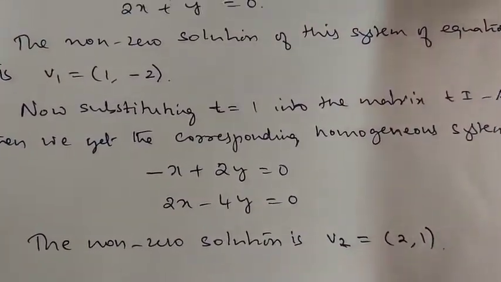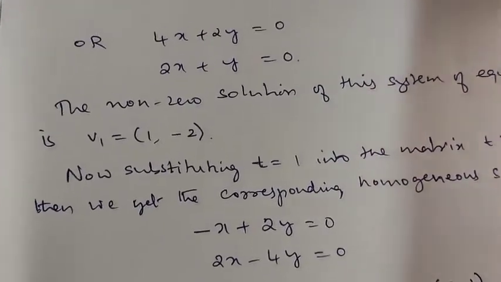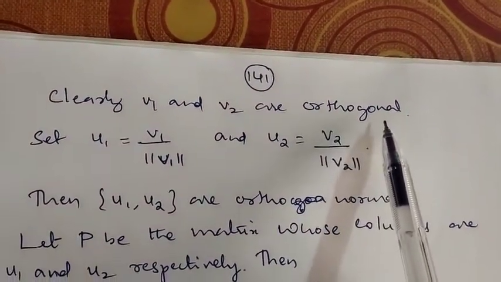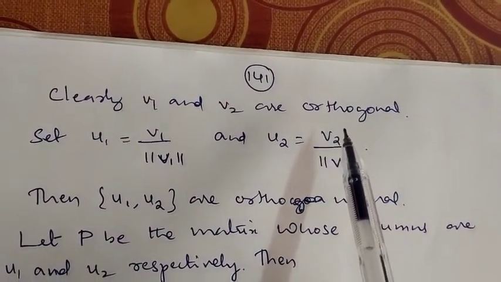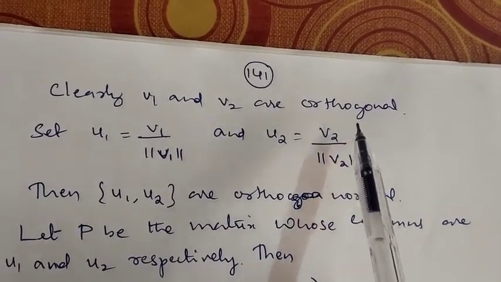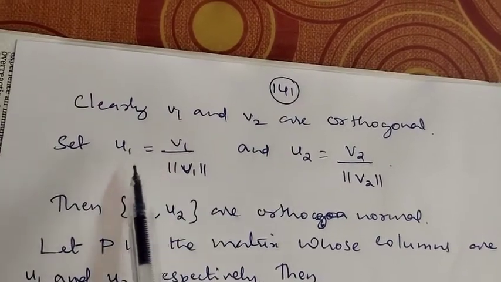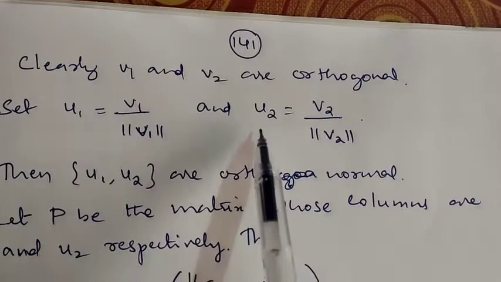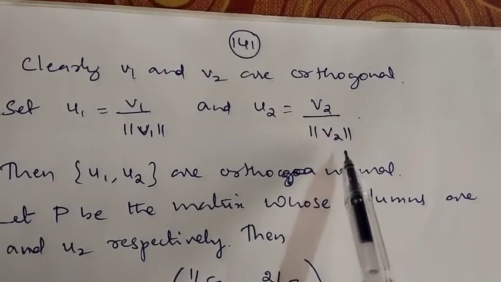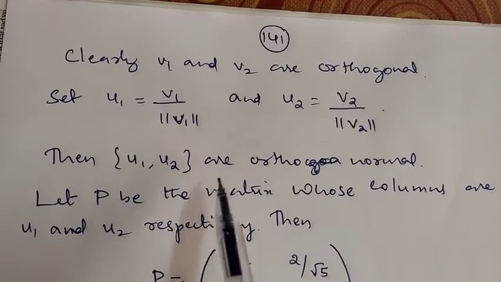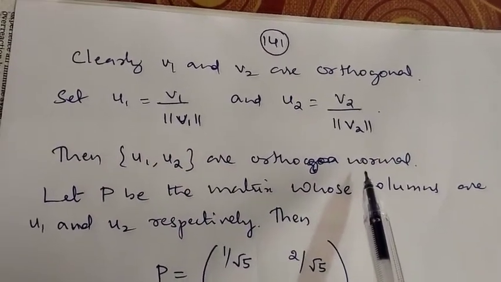Now clearly we can see that V1 and V2 are orthogonal, because if you consider the inner product, it is found to be 0. Now I will make them orthonormal, which means we need to make them unit vectors. So I consider U1 equal to V1 by norm of V1, and U2 equal to V2 by norm of V2. Then U1 and U2 are orthonormal vectors.